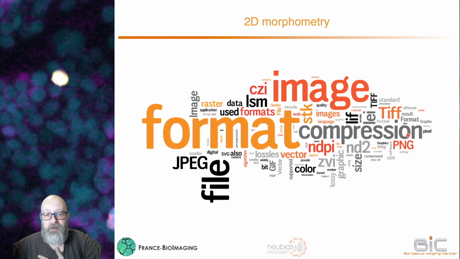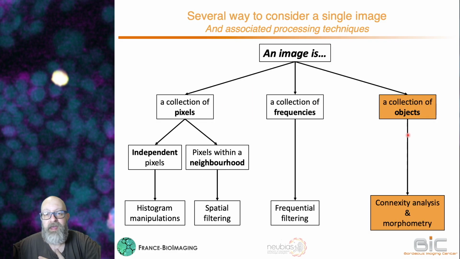To do morphometry, we will do some measurements, nucleus per nucleus. And to do that, we should consider the image not as a collection of pixels, not as a collection of frequencies, but as a collection of objects. And the first step in considering the image as a collection of objects is to perform what is called the connexity analysis. And then we will be able to do the morphometry.